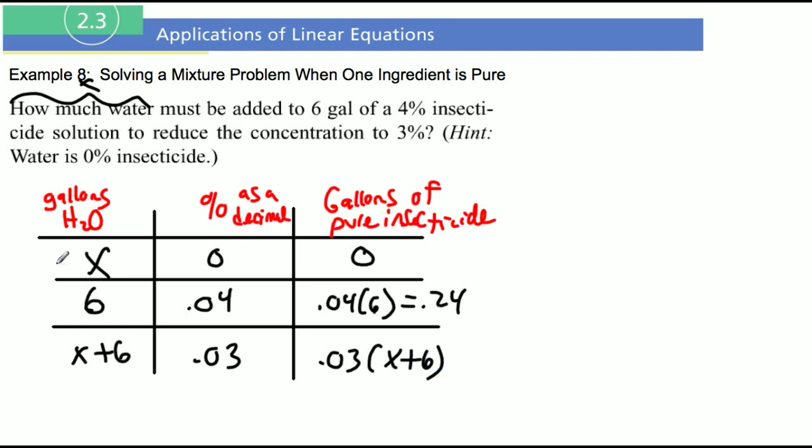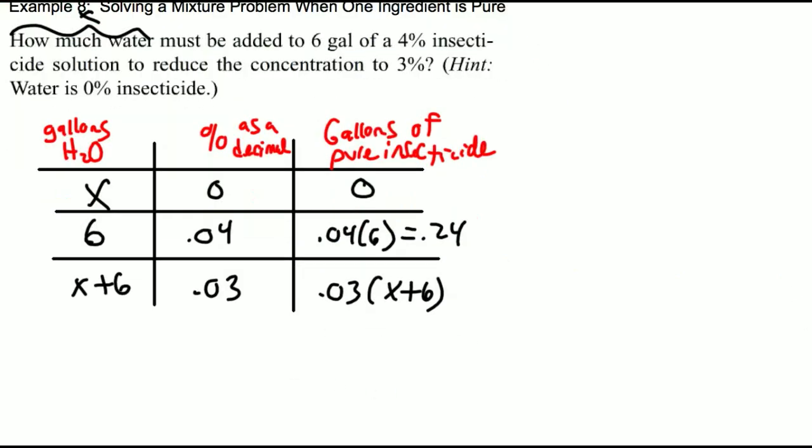All right. So if we add these two guys together, our sum needs to be this. And so that's where we can get our mathematical equation. So if I add 0 plus 0.24, and I set that equal to 0.03 times x plus 6, I now have a mathematical equation that I can solve for x. And again, what are we trying to find? We're trying to find how much water. So really, we're trying to find x. So once we find x, we're done, because we found what we're trying to look for.